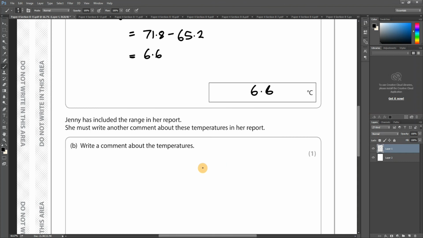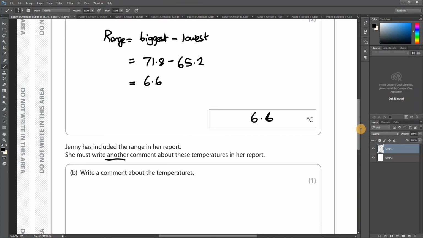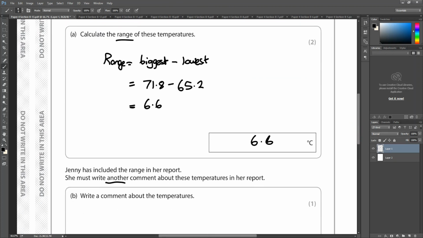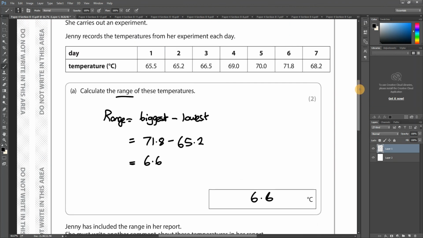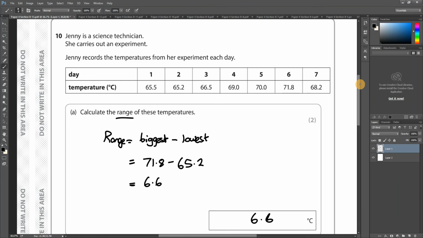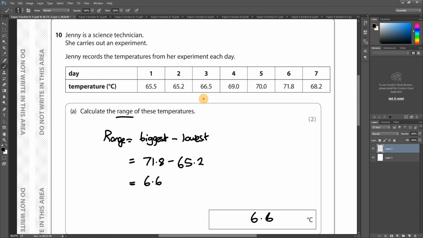Then it says, Jenny has included the range in her report. She must write another comment about these temperatures in her report. Write a comment about the temperatures. So a lot of people started writing about the range again, which is completely wrong. They don't want you to talk about the range again. They want you to talk about something else about these temperatures. So if you start talking about the range again, you're not going to get anything for that. So we have to talk about, let's have a look at the pan. What's going on with these temperatures?